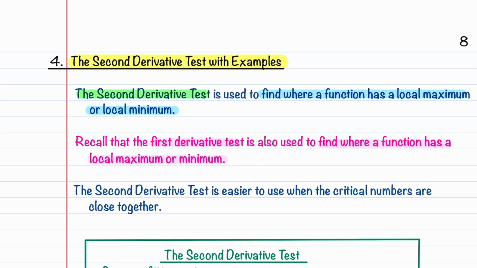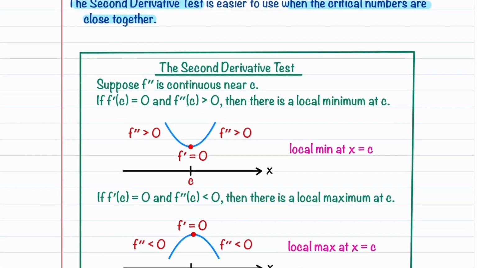So what's the difference? The second derivative test is easier to use when the critical numbers are close together. Because remember with the first derivative test, you have to pick a point in between each region and test if it's positive or negative. With the second derivative test, you don't have to do that. You just have to find the value of the function at a point where the second derivative is equal to 0. Let's go through all this.